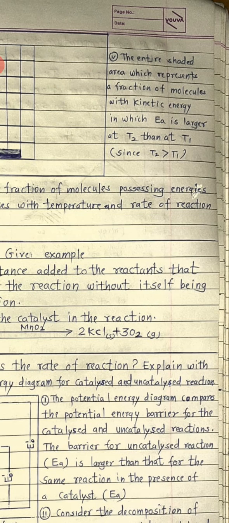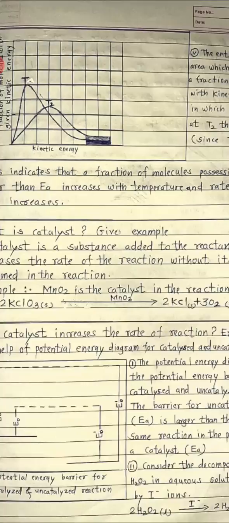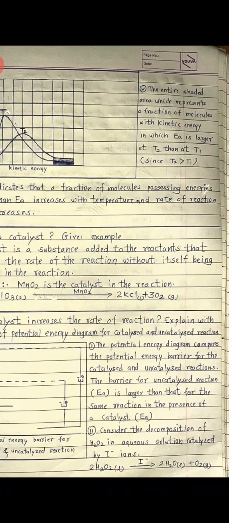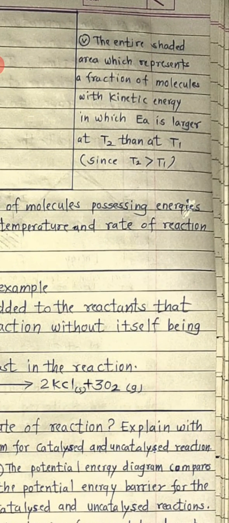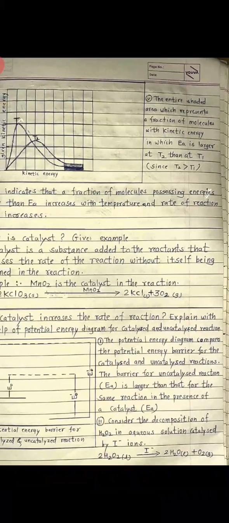Okay. So fifth point, the entire shaded area, this is the shaded area. The entire shaded area represents a fraction of molecules with kinetic energy greater than EA, which is larger at T2 than T1, since T2 is greater than T1.